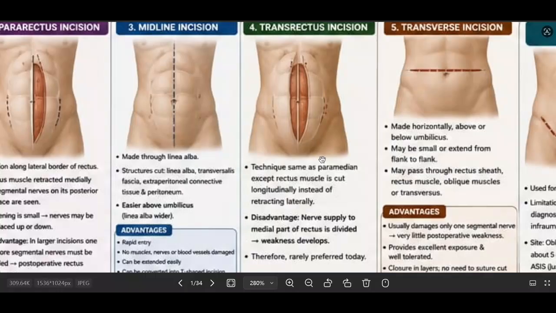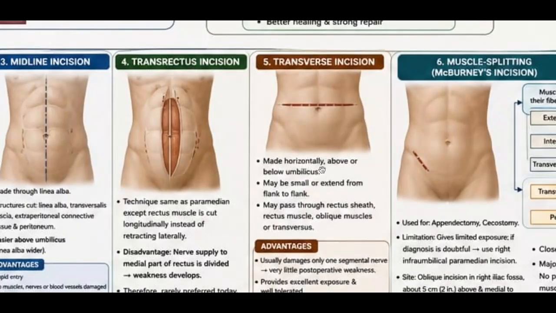Okay, now the fifth incision is the transverse incision. The transverse incision is made horizontally, either above the level of the umbilicus or below the level of the umbilicus, and it may be small, or it can extend from flank to flank.